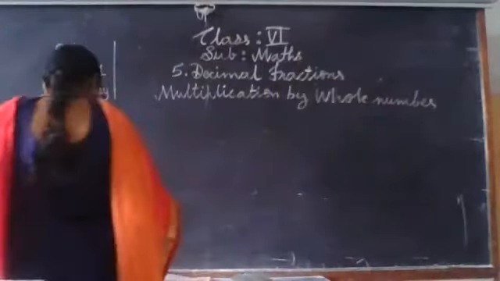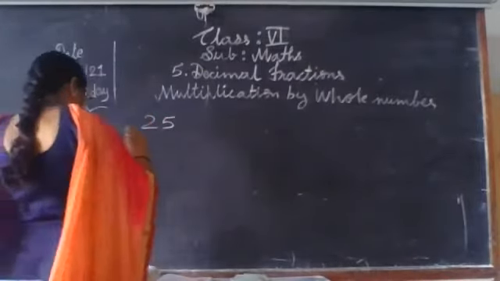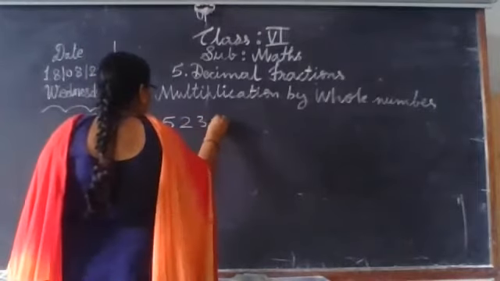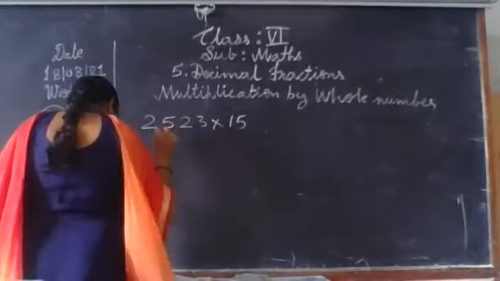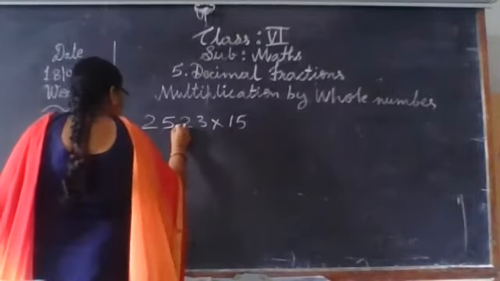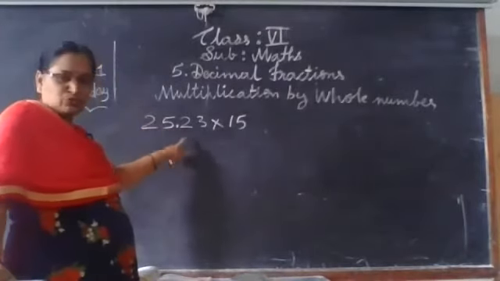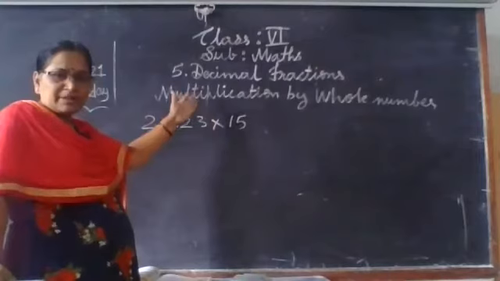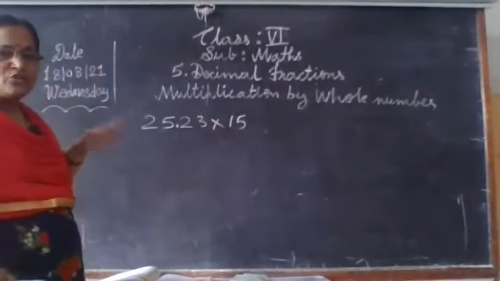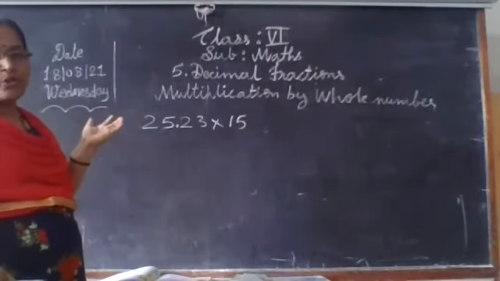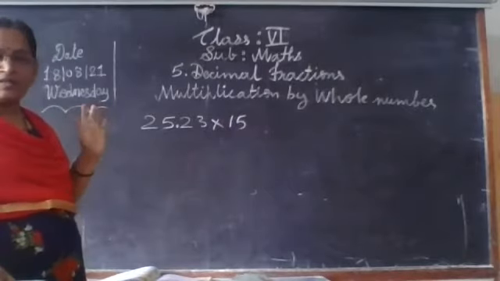Okay. So for example, see beta, 25.23 multiplied by 15. Here the decimal fraction is 25.23, and you have to multiply it by the whole number, which is 15. So how to multiply? We just ignore the decimal point while multiplying. Okay, so in the final answer we will place it back.